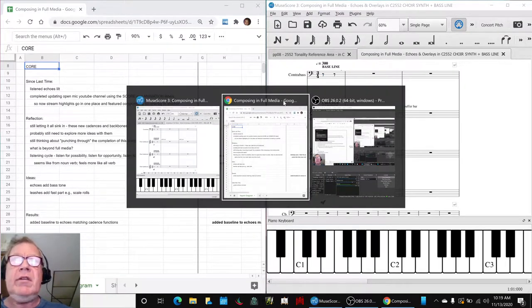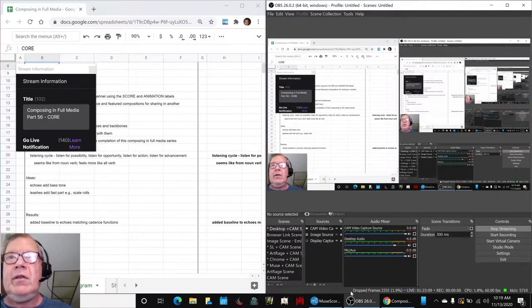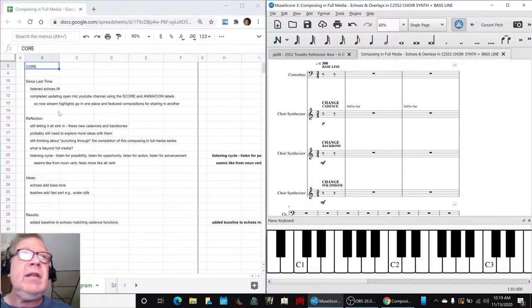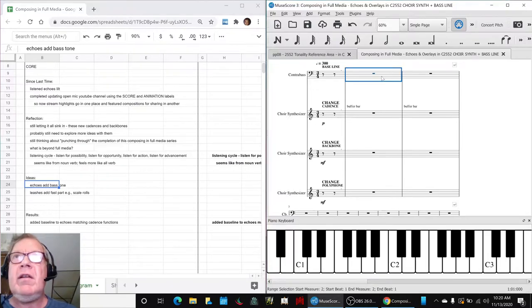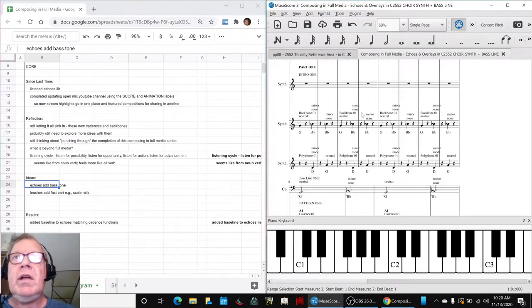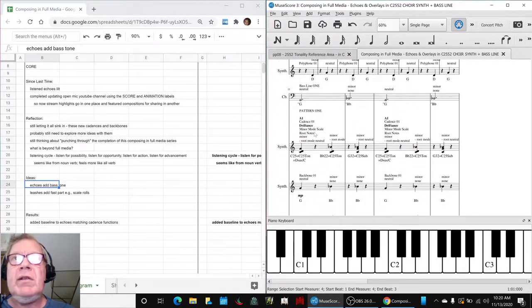Ladies and gentlemen, this is a recap of Composing in Full Media Part 56 Core. In today's episode, we decided to go back to our Echoes and Overlays composition and add a bass line. The way we did that is we put a contrabass line in here, and we started working our way down. Wherever there was no cadence, we added no bass line. Wherever there is a cadence, like here, we added a bass line.